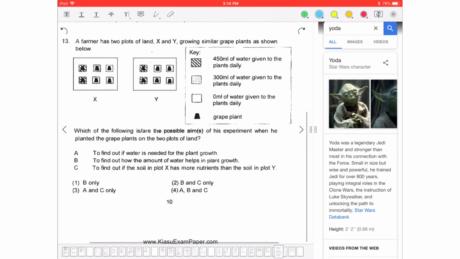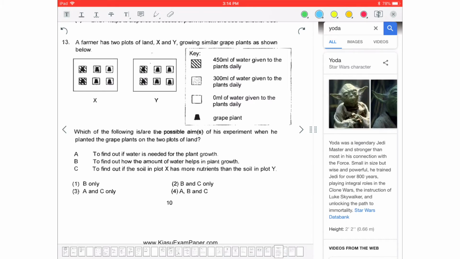Okay, so a farmer has 2 plots of land, X and Y, growing similar grape plants. Okay, so what do you have? Some of them have got different amounts of water. Yeah, I mean they all have different amounts of water given, right? How does the amount of water help the plant grow? Okay, 13 is 4. A, B, C. Right? It's all 4 of them. Why is it all 4? Because there's various amounts of water, right? And then there is the same setup in 2 different plots of land.